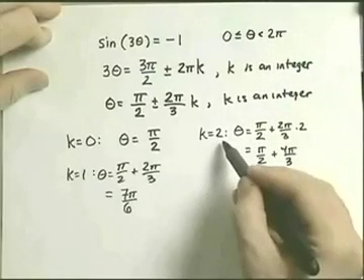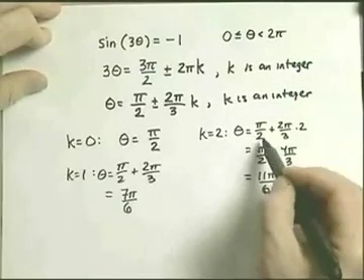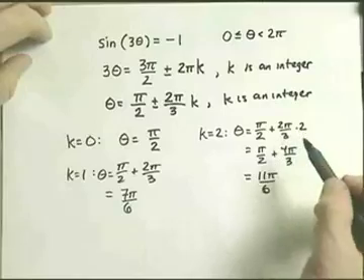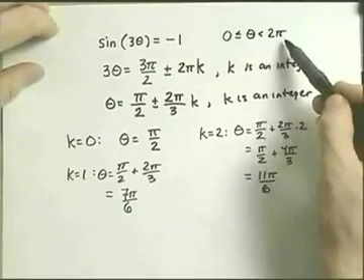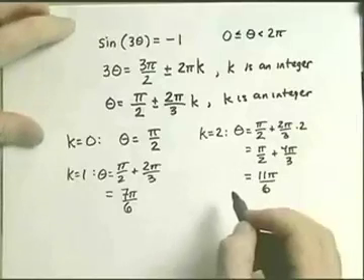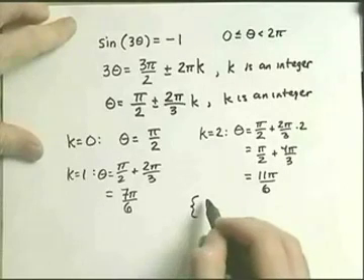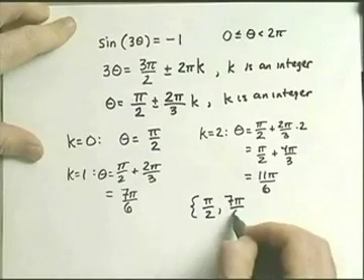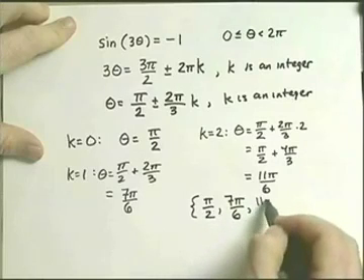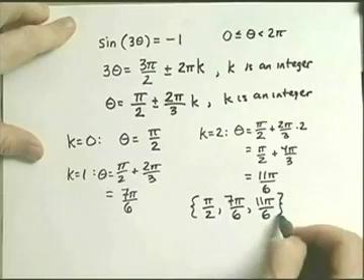If I make k equal to 3, then I have pi over 2 plus 2 pi, which is clearly outside of the interval between 0 and 2 pi. So my solution set is pi over 2, comma, 7 pi over 6, comma, 11 pi over 6.